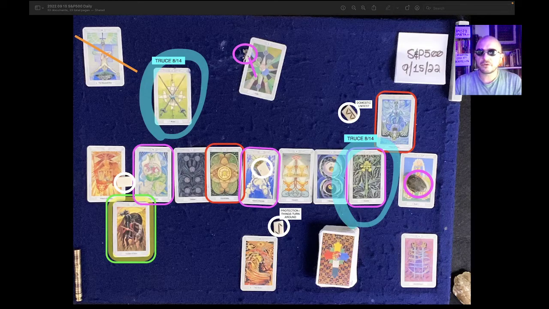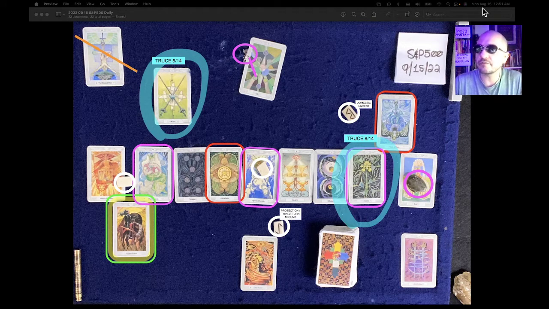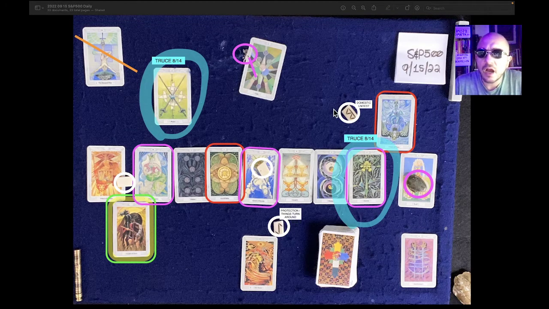This is the S&P 500 one-day reading for September 15th, 2022. It's currently August 15th, 2022, 12:51 p.m. Eastern time. The overall theme and behavior for the day, we have a nullified Hangman card. Hangman card is the halting of a bullish trend marked by a notable decline through a significant support level. But it's nullified, meaning that that move is somehow counteracted. In most cases, that's what a nullified card means.